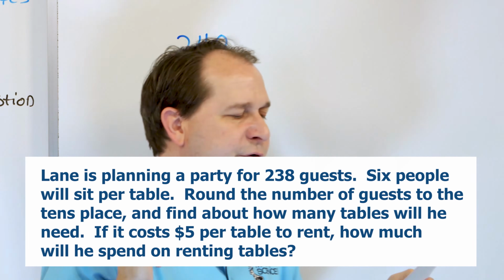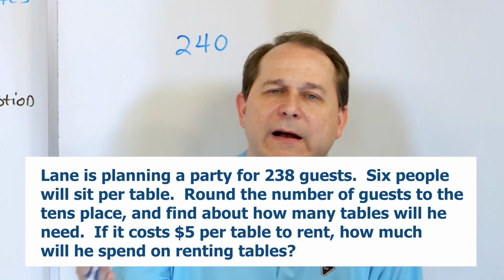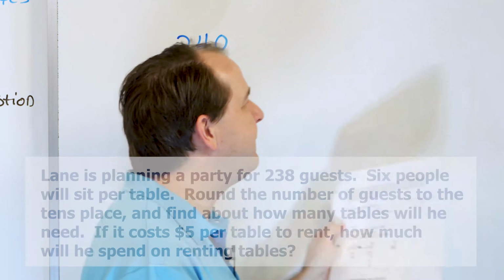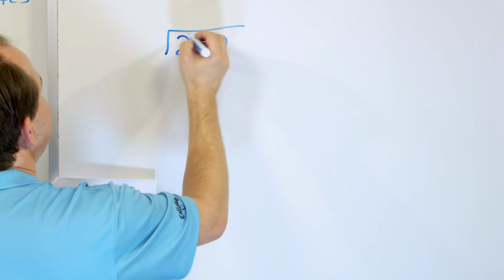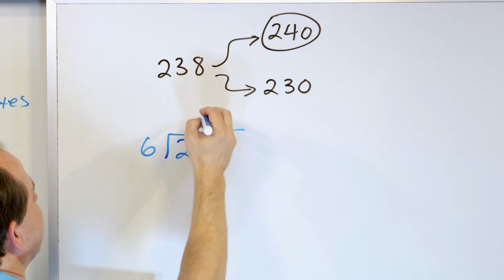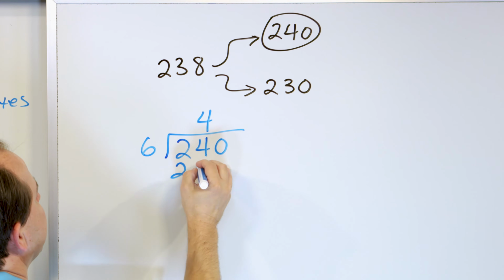And we know we want to do 6 people to a table. So we're going to divide by 6. How many groupings of 6 can we make when we start with this? So we divide by 6. 6 times what is 24? 6 times 4 is 24.